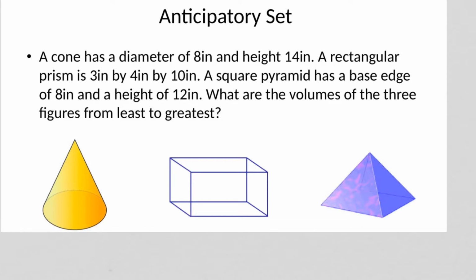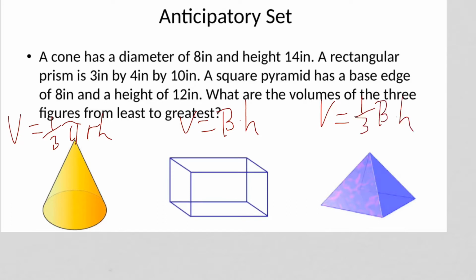We want to put the volume of the three figures from least to greatest here. So we're looking at the formula paper that we have in our notebooks to figure out the volume of a cone first, which is 1/3 pi r squared times h. Volume of a rectangular prism is the area of the base times the height, and the volume for a pyramid is 1/3 area of the base times the height.